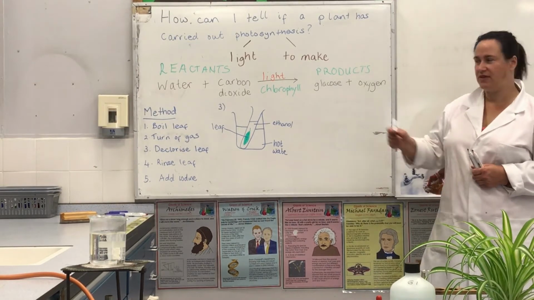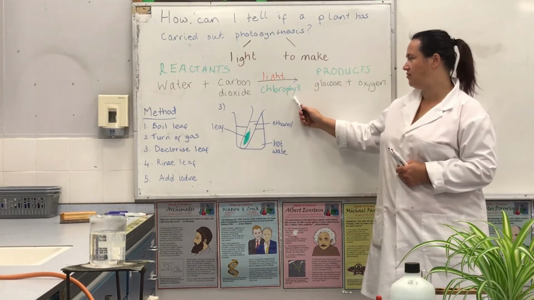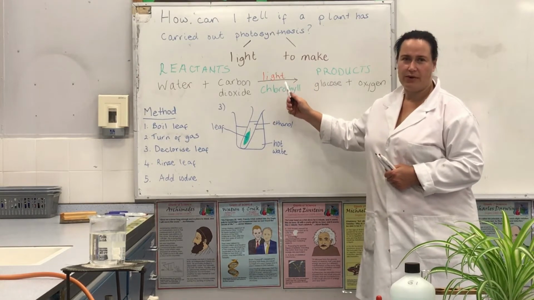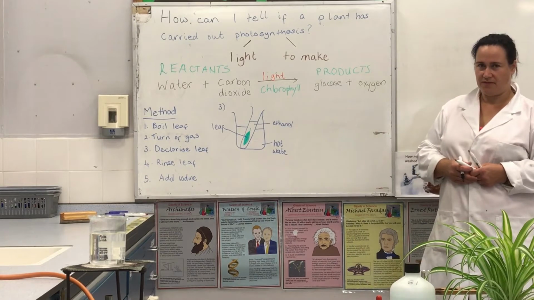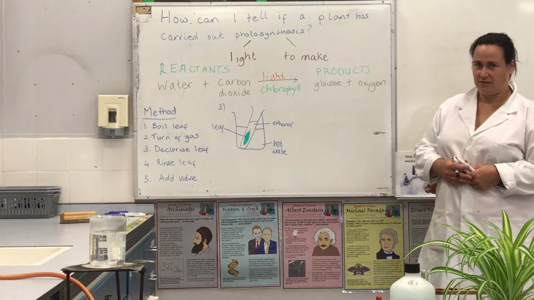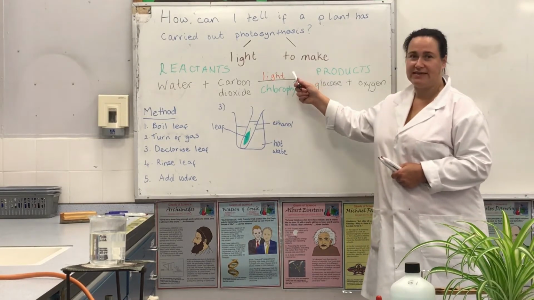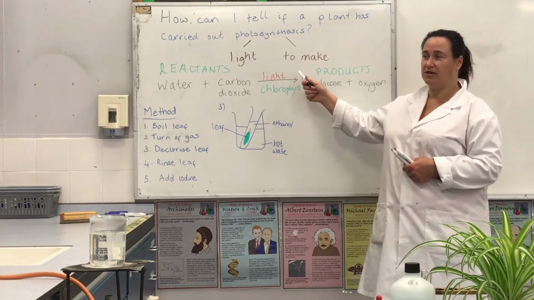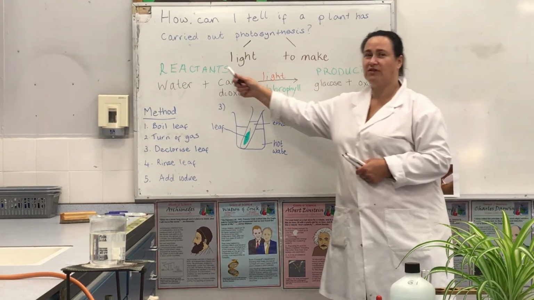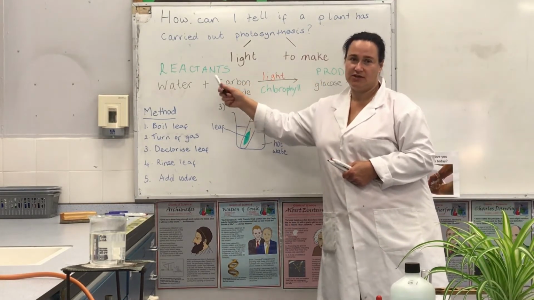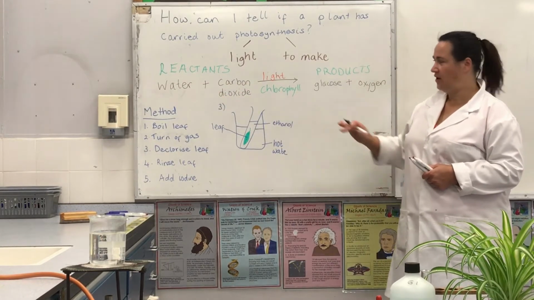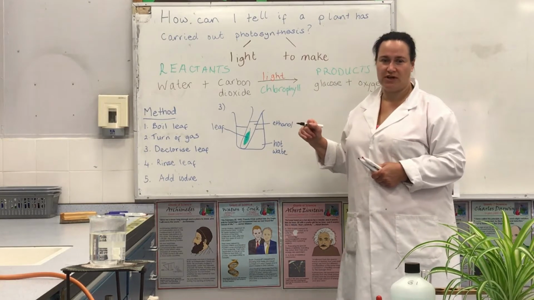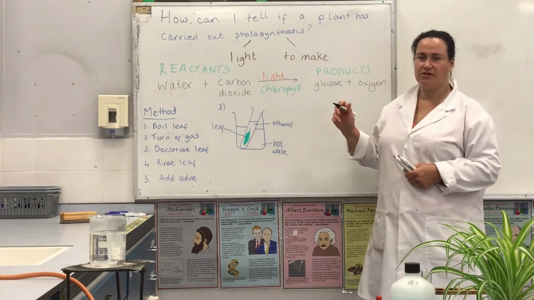I just want you to have a think about why I've put light and chlorophyll where the arrow is and not as a reactant. So I hope you've remembered that light is energy, it's not made of particles, so it isn't one of the substances that is combined to make glucose and oxygen. And the chlorophyll absorbs the light, but it isn't part of the reaction.